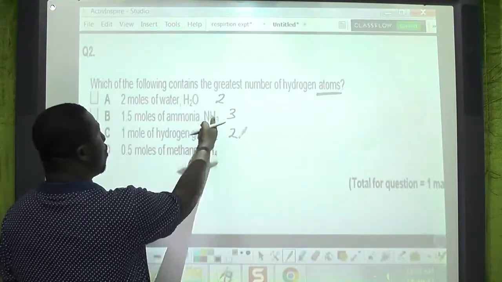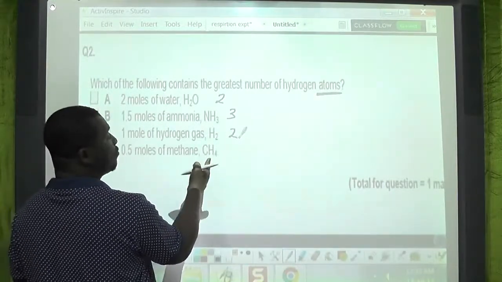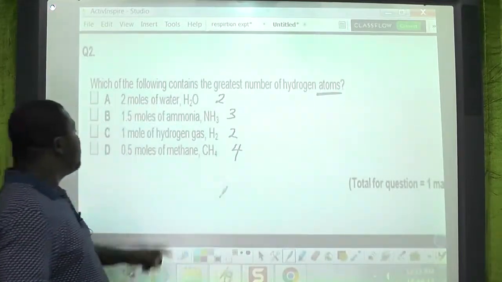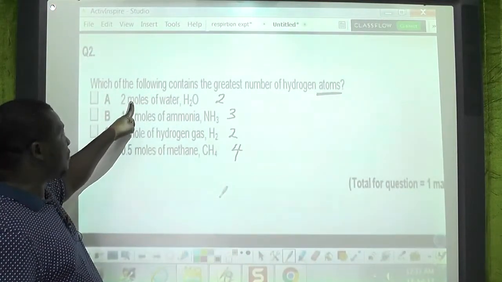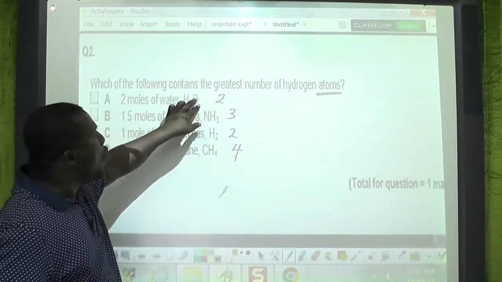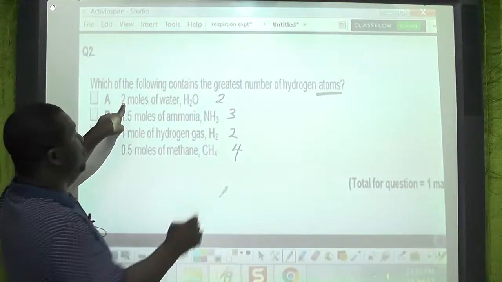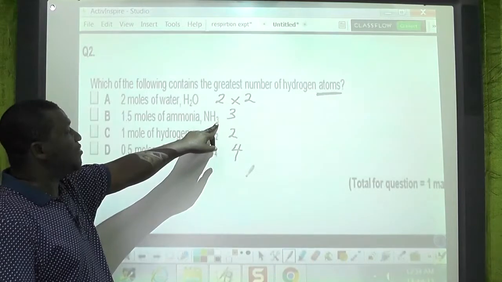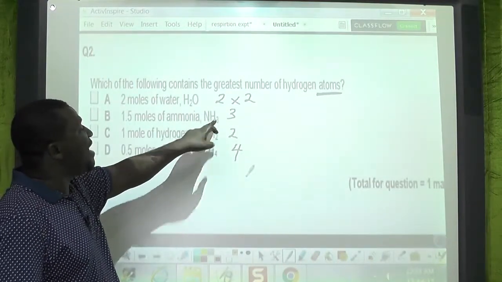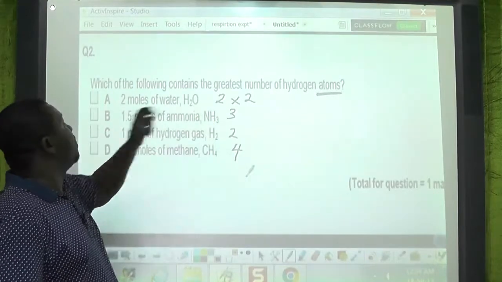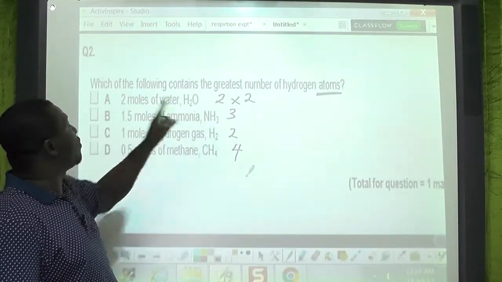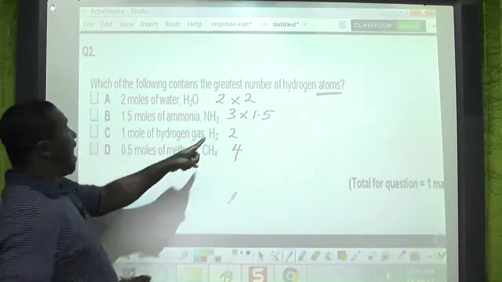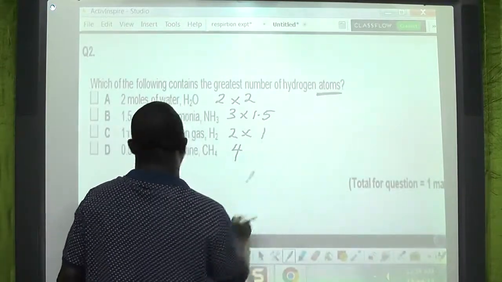2. I'm talking about 1 mole first. How many hydrogen atoms do you have in 1 mole of CH4, methane? 4 hydrogen atoms. This is 2 hydrogen atoms in 1 mole of water. But we are talking about 2 moles of water, multiplied by 2. This is 3 hydrogen atoms in 1 mole of NH3, 1 molecule of NH3. But we are not talking about 1 molecule. We are talking about 1.5 moles, multiplied by 1.5 moles. Hydrogen gas multiplied by 1.